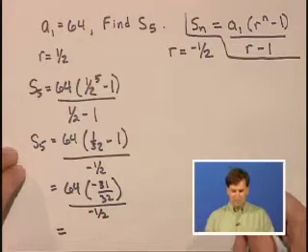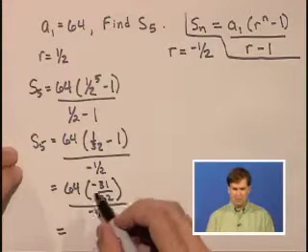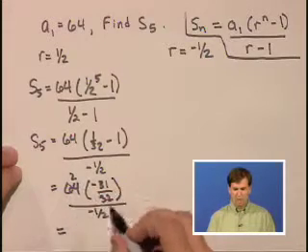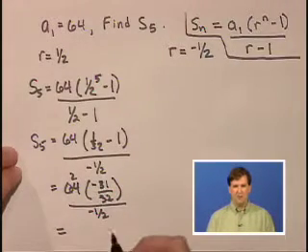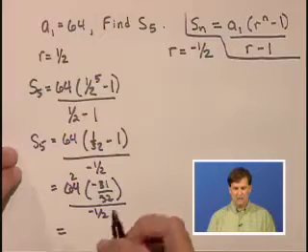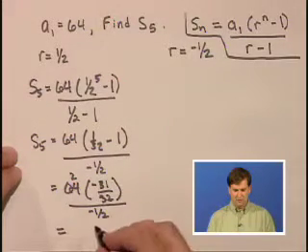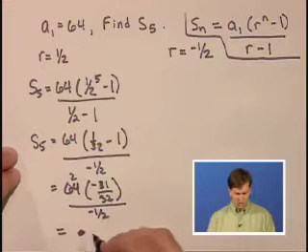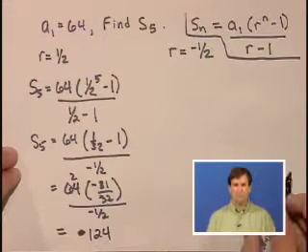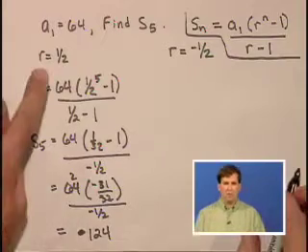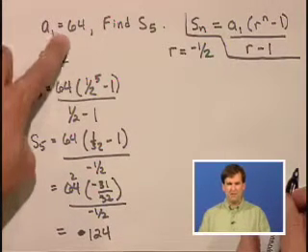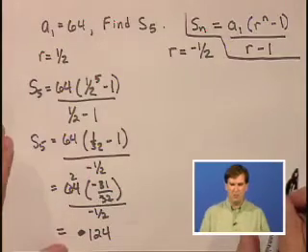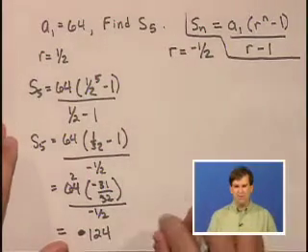You can pull out your calculator at this point if you want. I can do a little bit of simple arithmetic. 64 and 32 is going to give us 2. 2 times negative 31 is negative 62. Divided by negative 1/2 is like multiplying by negative 2. So that's going to be positive 124. So if the ratio is 1/2 and the first term is 64, then the first 5 terms will add up to 124. Now we need to do the same thing if the ratio is negative 1/2.